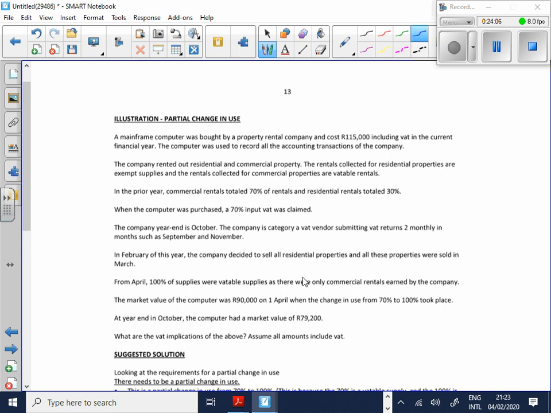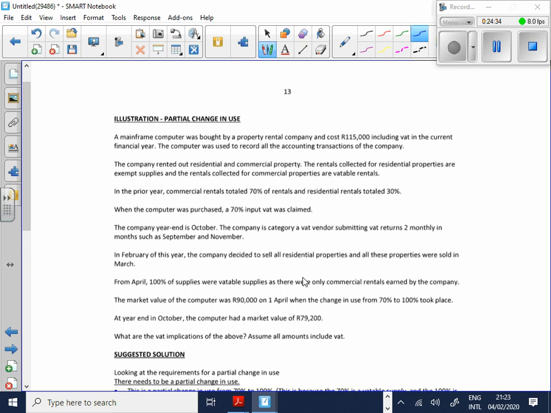Okay. Says in the prior year, commercial rentals totaled 70% of rentals and residential rentals totaled 30%. When the computer was purchased, the 70% input VAT was claimed. The company's year end is October. The company is a category A VAT vendor, submitting VAT returns monthly in September and November. In February of this year, the company decided to sell all residential properties, and all these residential properties were sold in March. So we've gone from 70% to what? 100. Do you guys understand?